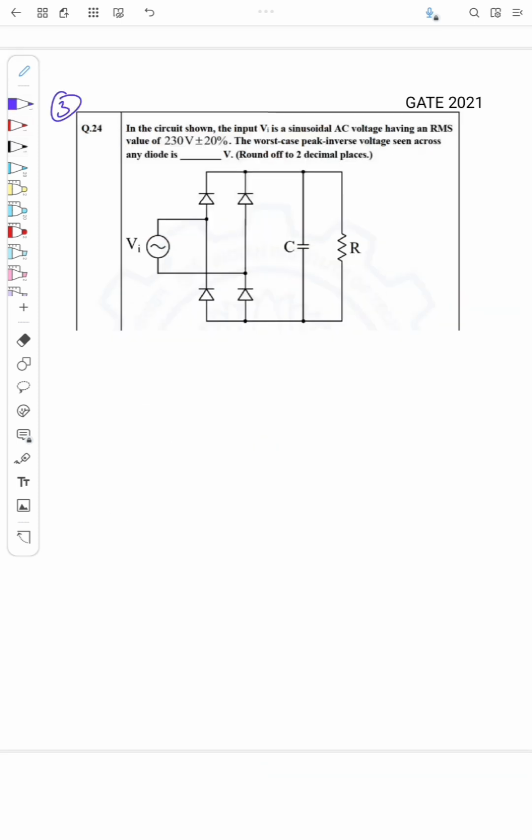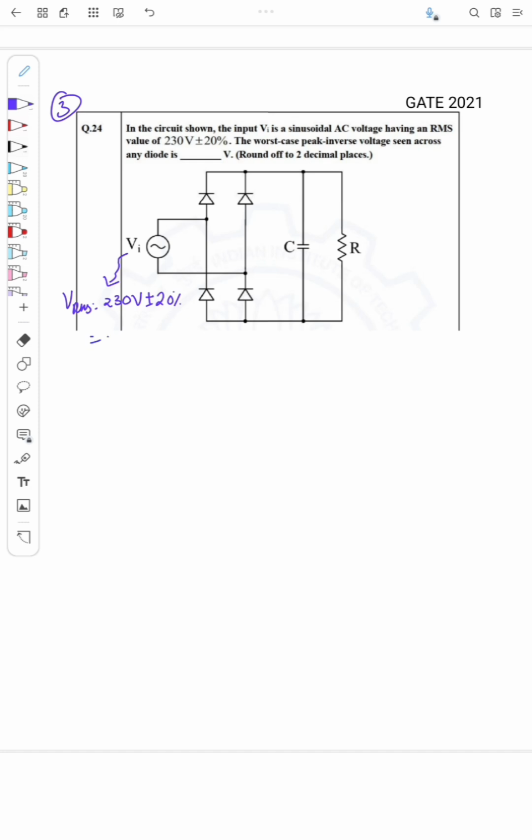So this is a question from GATE 2021. The question is, in the circuit shown, the input Vi is a sinusoidal AC voltage having an RMS value of 230 volt plus or minus 20%. The worst case peak inverse voltage seen across any diode is... Okay, so given this Vi has a Vrms of 230 volt plus or minus 20%.